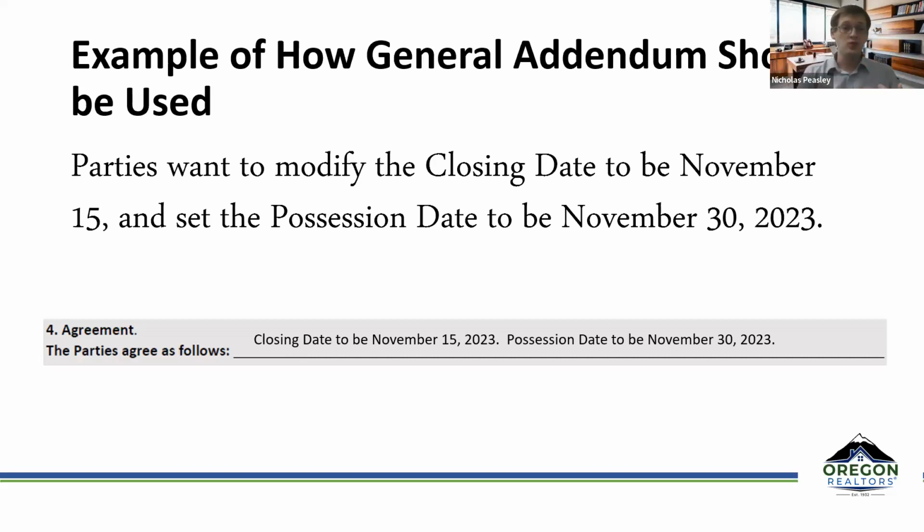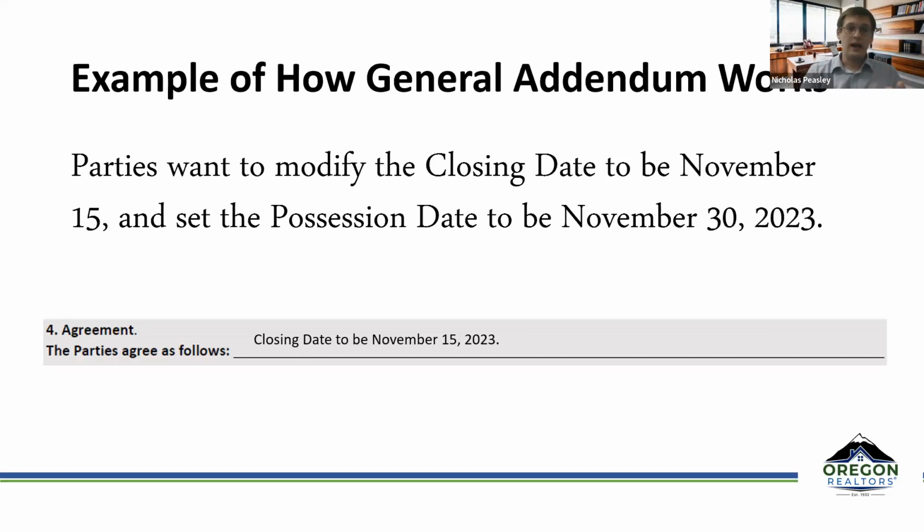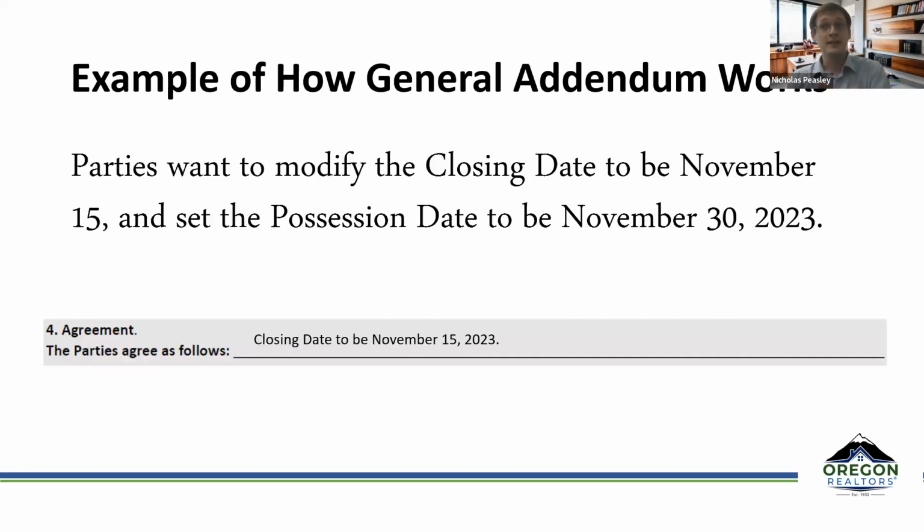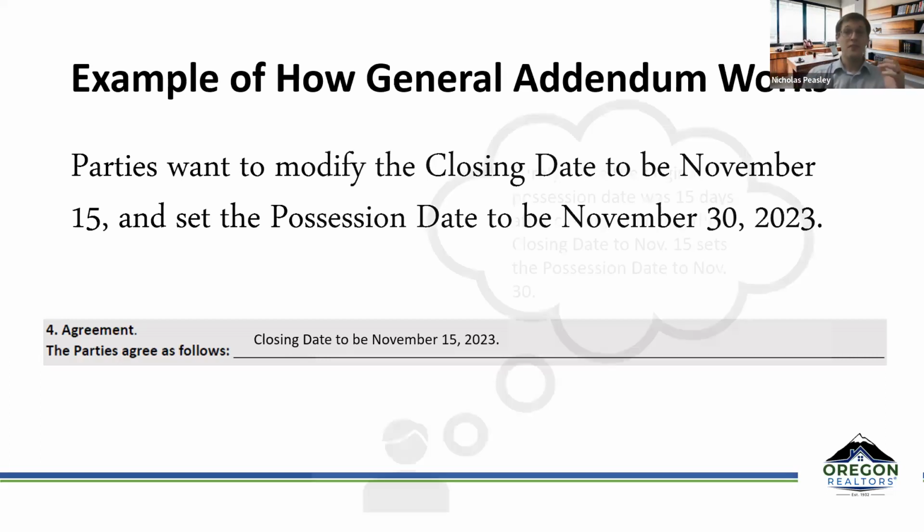Now, if I only do what this one originally did, closing date to be November 15th, 2023, do we have a weird situation? Yes, because now possession date is still established based on the original terms of the contract. Possession date October 30th, closing is now November 15th. You've gone from a buyer letting the seller live in the property for 30 days after closing to suddenly a seller letting the buyer move in before the closing date, because the parties have forgotten to put in the most important thing.